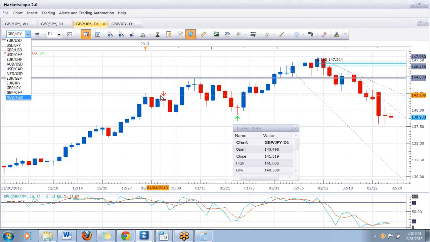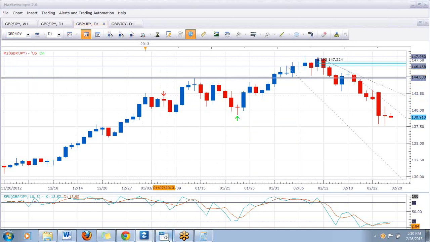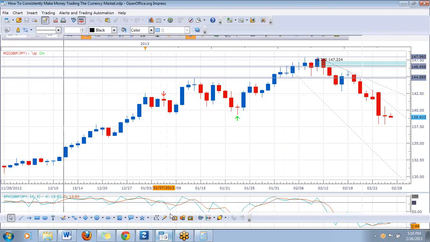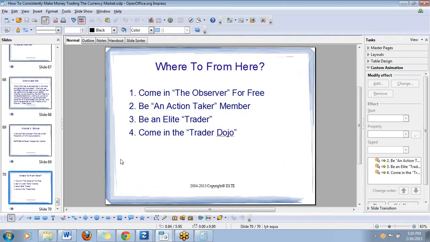All right, so that's the methodology in terms of our trades. Okay, so the question here is where to from here. We're going to wrap it up. One, you can come into the Observer for free. You can be an Action Taker member. You can be an Elite Trader. You can come into the Trader Dojo.